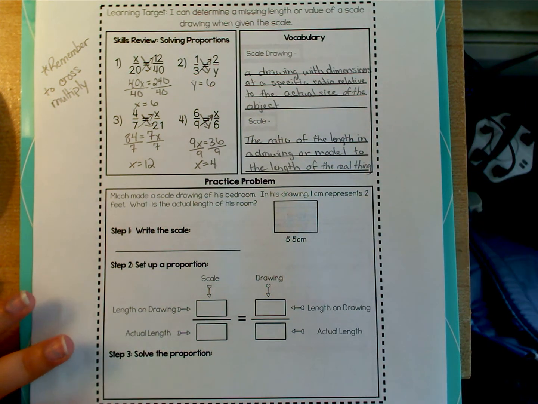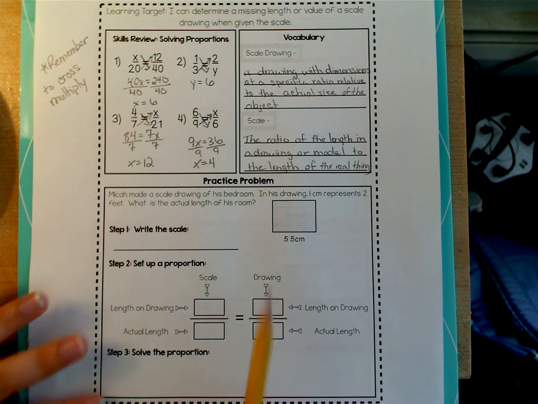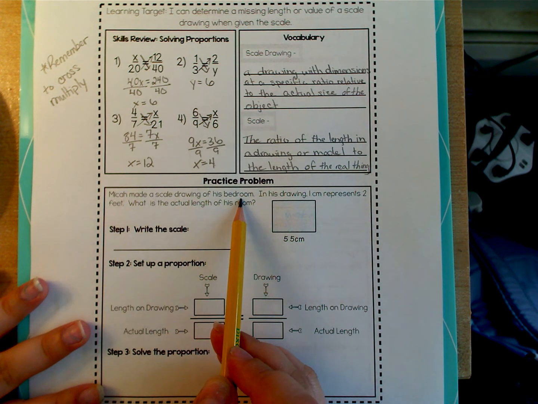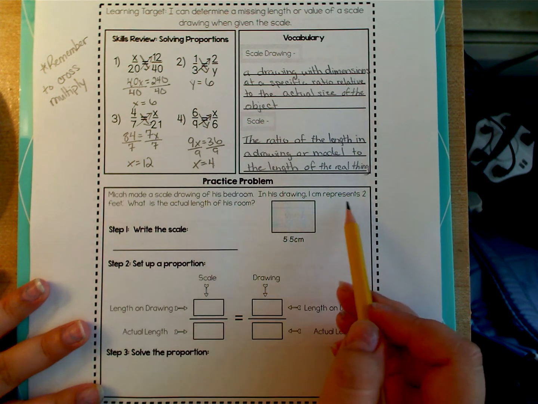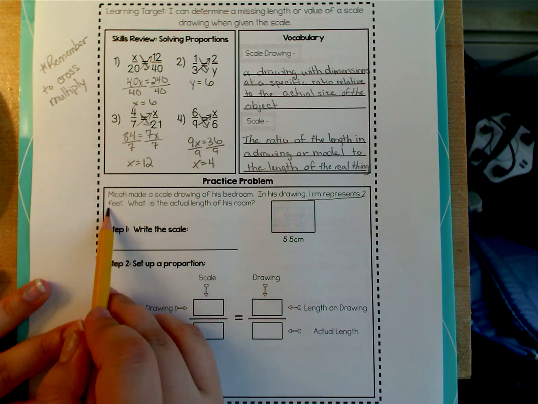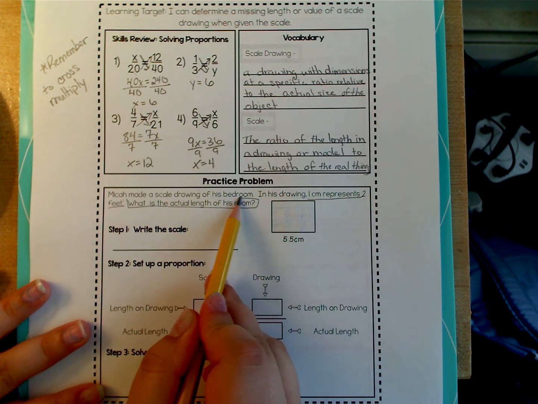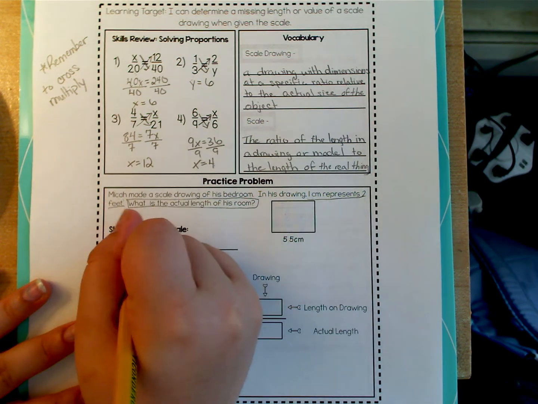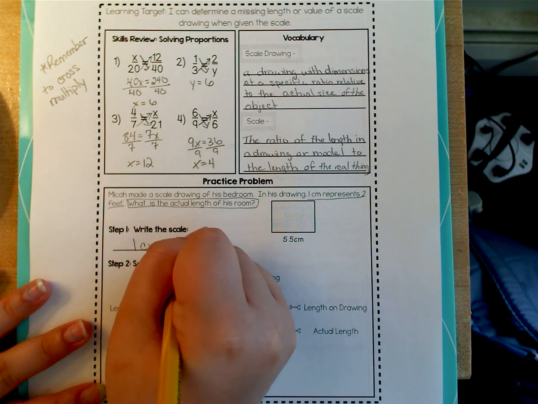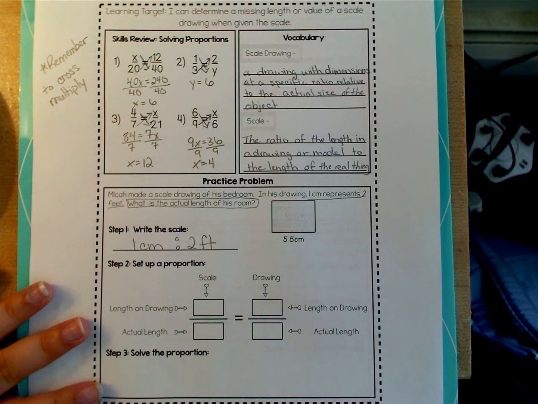Good. So we're going to do a practice problem trying to find the new size, or the scaled side, of an object. So Micah made a scale drawing of his bedroom. In his drawing, 1 centimeter represents 2 feet. So 1 centimeter represents 2 feet. What is the actual length of his room? So we're going to write our scale, 1 centimeter to 2 feet. So that was step 1, write the scale.